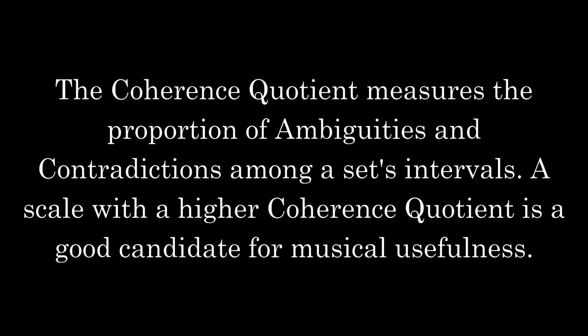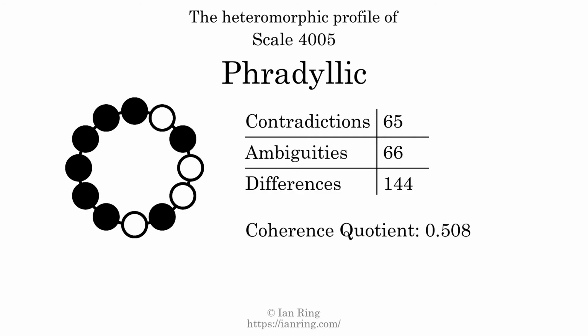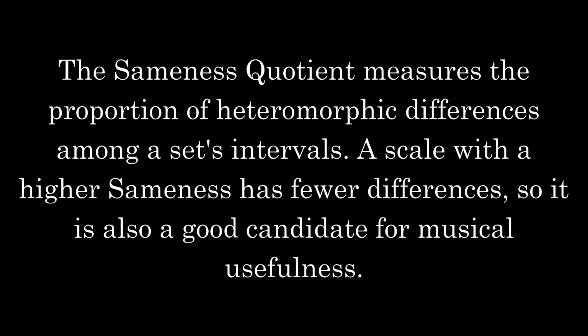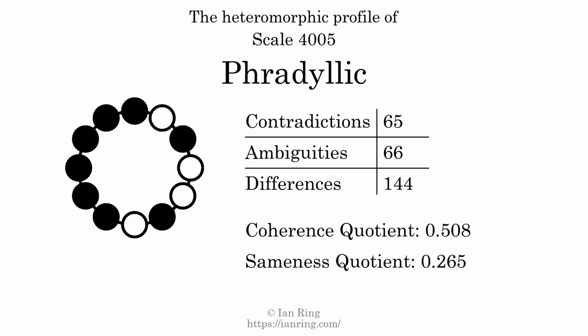The coherence quotient measures the proportion of ambiguities and contradictions among a set's intervals. A scale with a higher coherence quotient is a good candidate for musical usefulness. The coherence quotient is 0.508. The sameness quotient measures the proportion of heteromorphic differences among a set's intervals. A scale with a higher sameness has fewer differences, so it is also a good candidate for musical usefulness. The sameness quotient is 0.265.